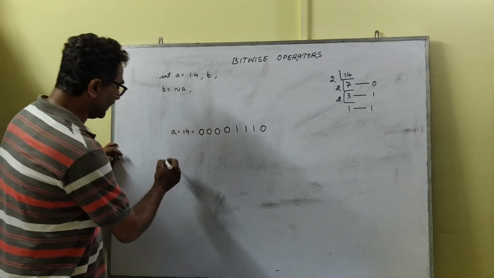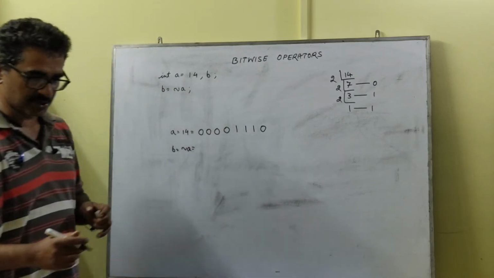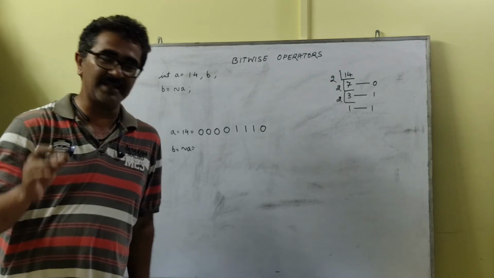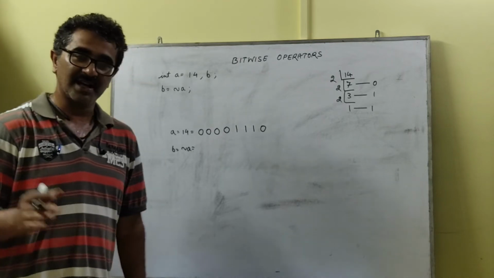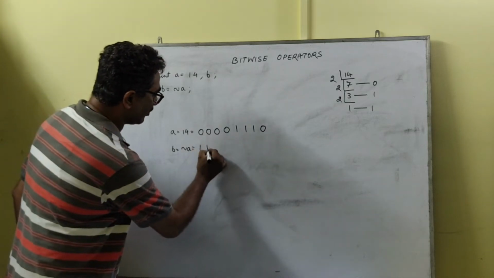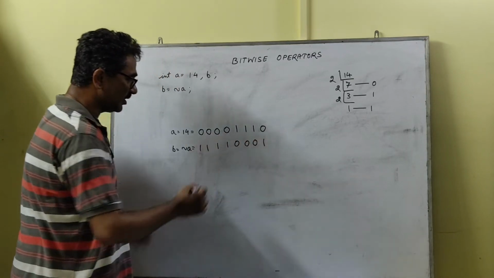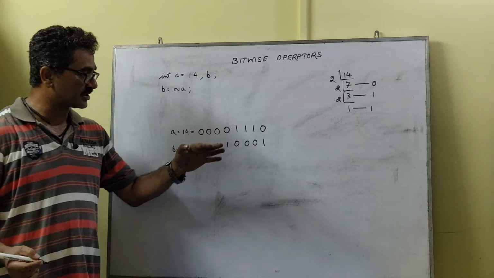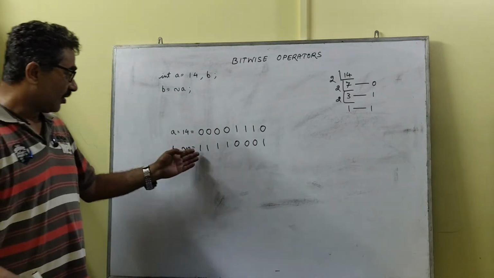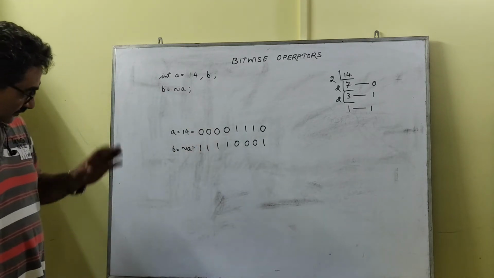Then what we have is B, which is NOT of A. Now when it comes to NOT, it's pretty simple. It's completely the same as 1's complement. That is, convert all 0s to 1s and 1s to 0s. So this will become 1, 1, 1, 1. This is 0, 0, 0, and this is 1. So you can see all 0s got converted to 1 and all 1s got converted to 0. Now this is the binary representation of the number which got stored inside B because of the NOT bitwise operation.